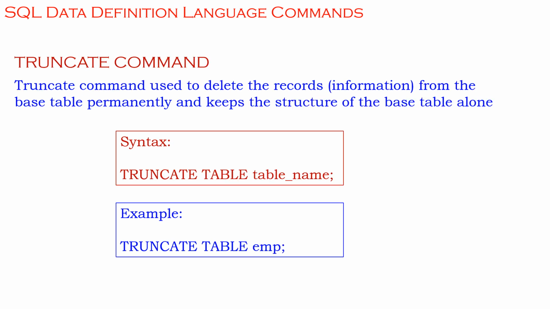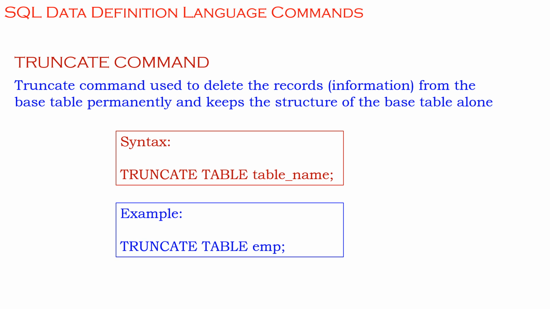The next command is the truncate command. In the truncate command, let me say I have a scenario where I need to delete only the information, that is the records available in my base table, and I don't want to delete the table structure. I want to keep it. Then I can use the truncate command. If I truncate the particular table, using the command truncate table name, only the records, the information available in the table, are removed permanently, but the structure of the base table will remain. That is the purpose of the truncate command.